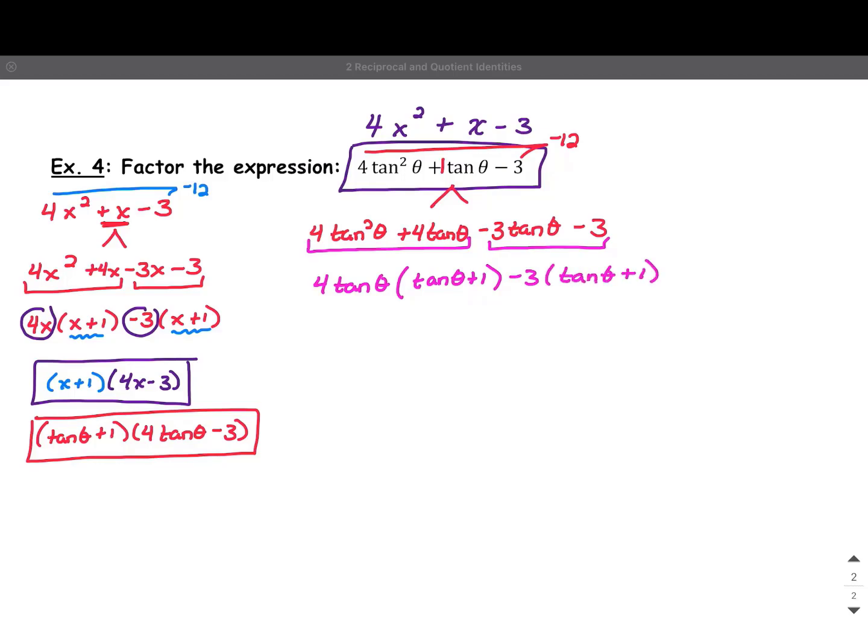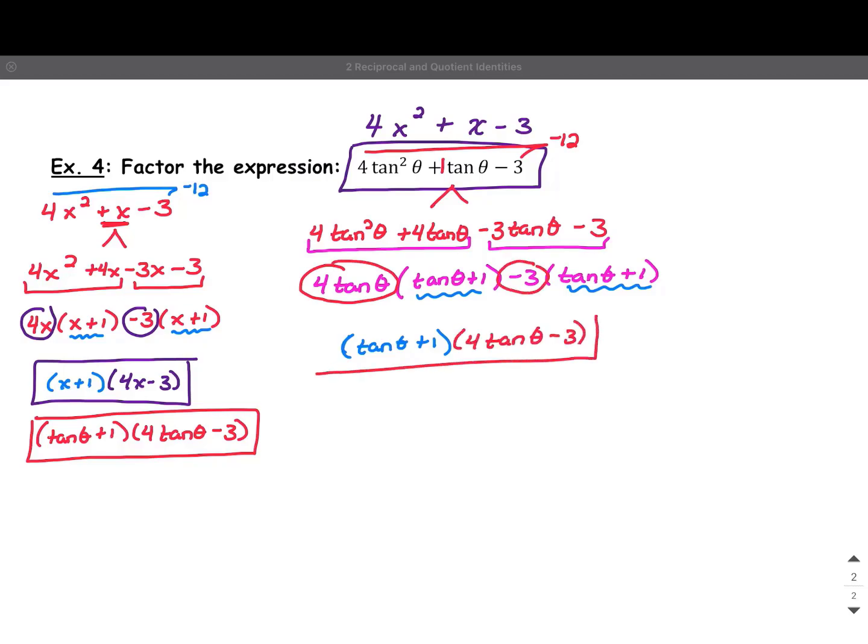Now when I look before and after the subtraction sign, I see a tan theta plus 1. And what else is left? Well, I've got a 4 tan theta here and a minus 3 here, and we got the same exact answer.